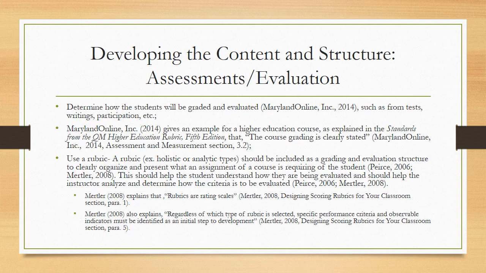Use a rubric. A rubric, for example, holistic or analytic types, should be included as a grading and evaluation structure to clearly organize and present what an assignment of a course is requiring of the student, from Purst from 2006 and Mertler from 2008. This should help the student understand how they are being evaluated and should help the instructor analyze and determine how the criteria is to be evaluated, from Purst from 2006 and Mertler from 2008.